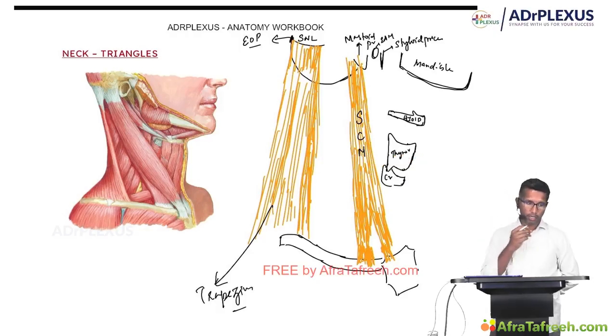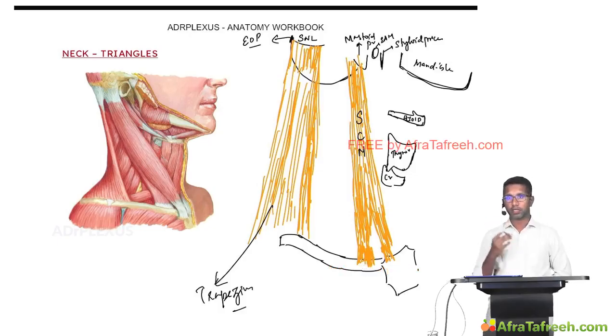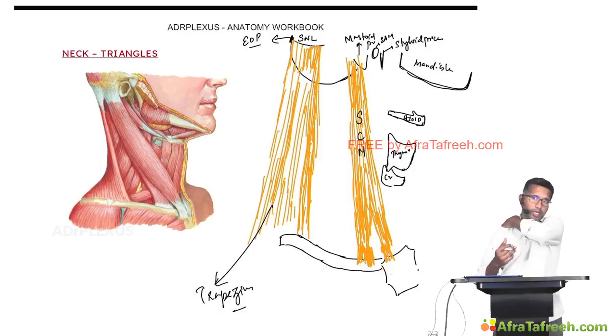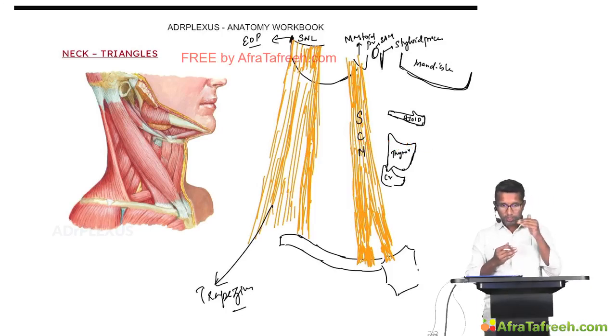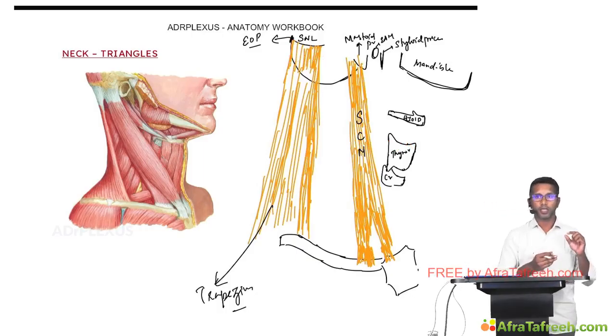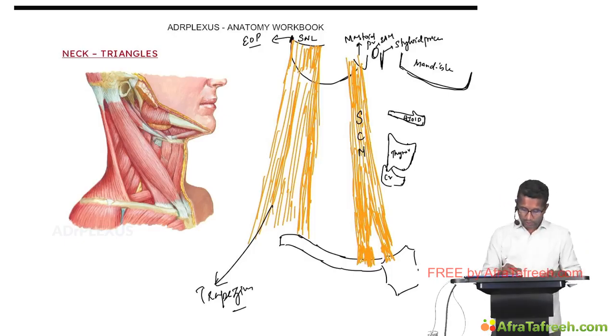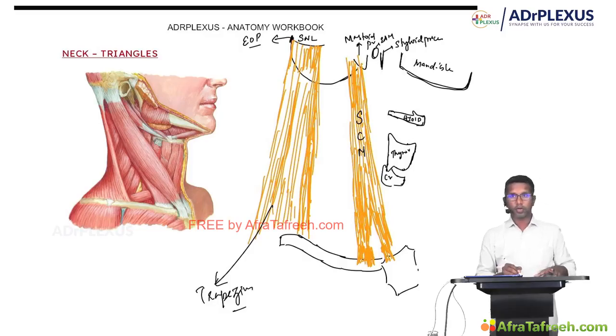Now from the scapular region, specifically from the transverse scapular ligament, you have the scapula here. On the superior border of the scapula you have a notch called the suprascapular notch. That is bridged by a ligament called the transverse scapular ligament. From the transverse scapular ligament you have a muscle that comes here. The muscle which comes from this area is called the omohyoid muscle.